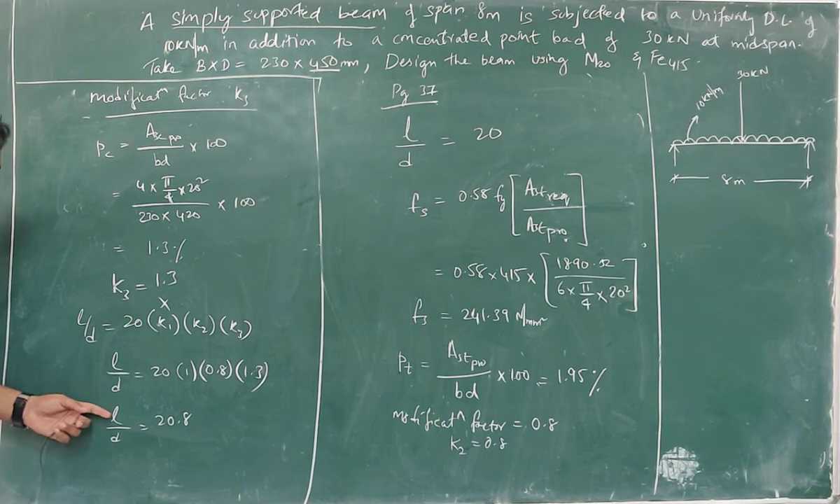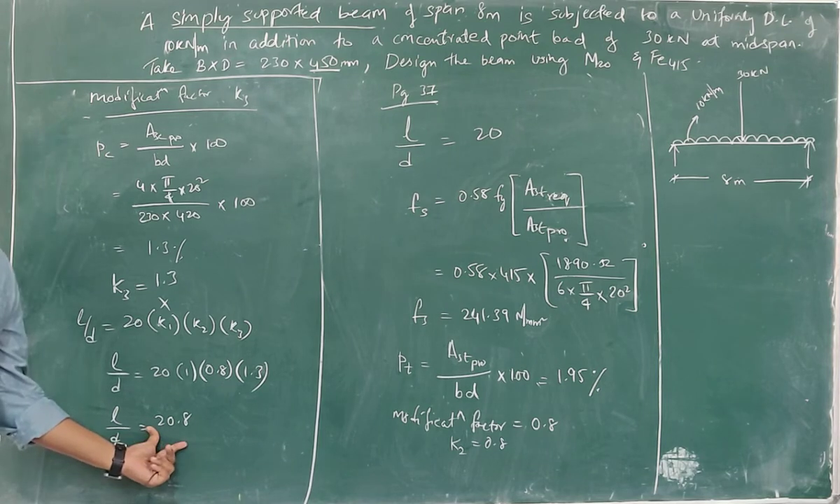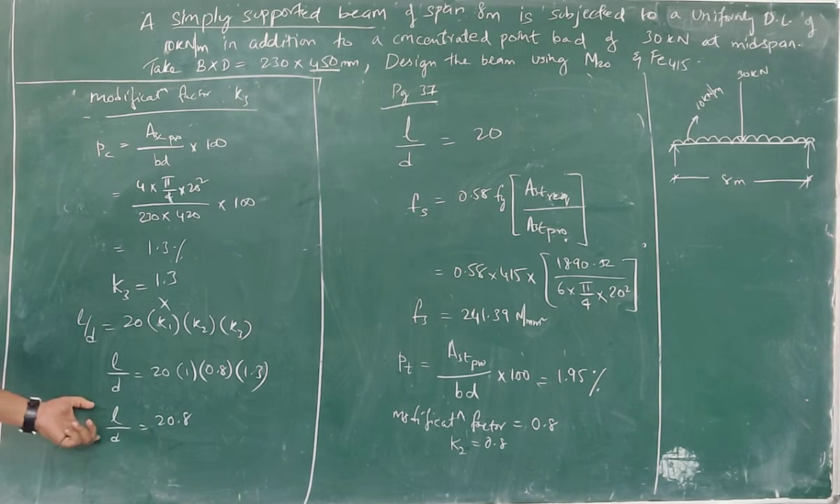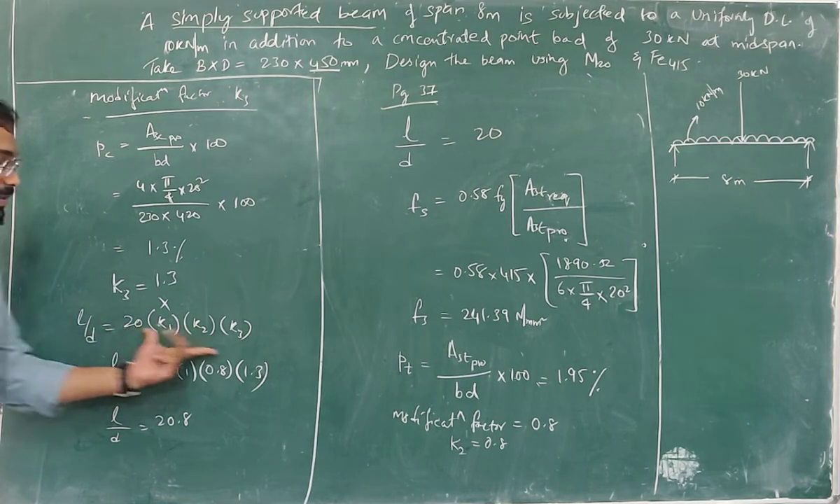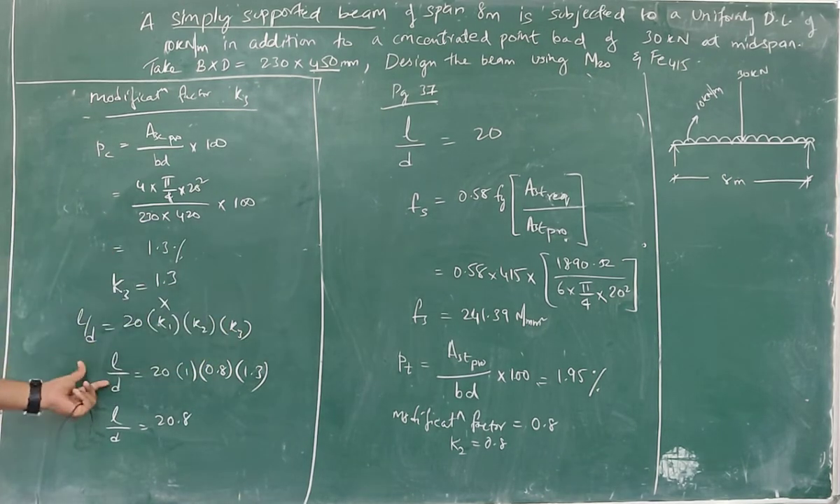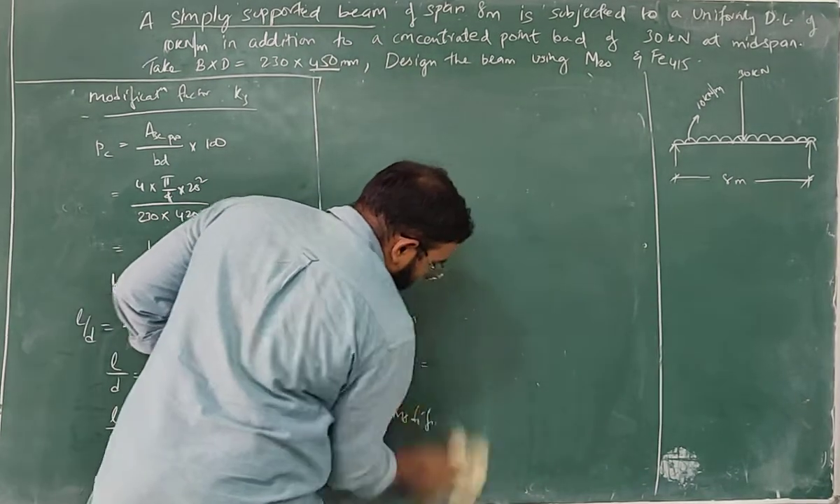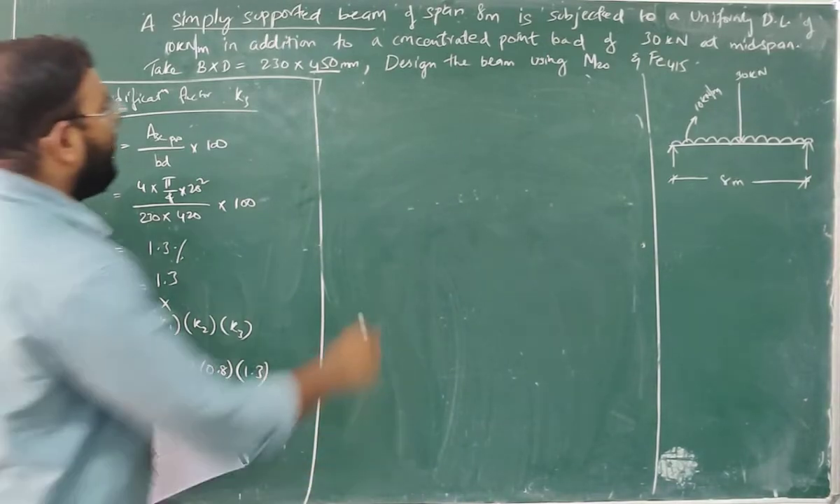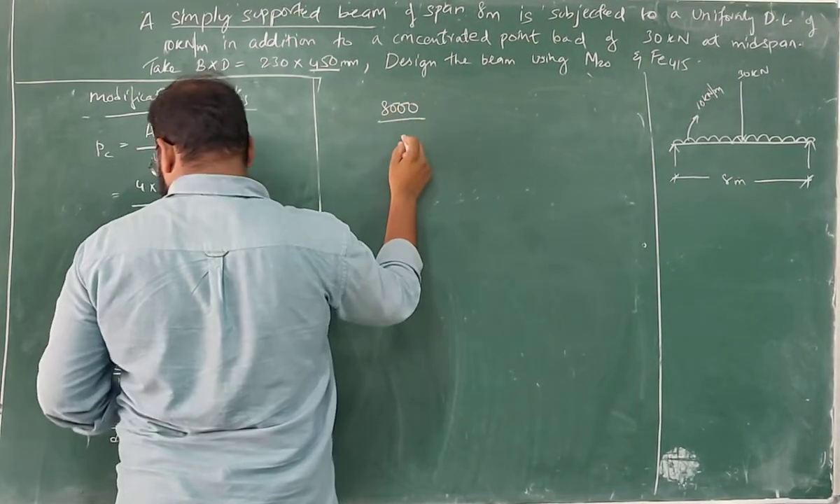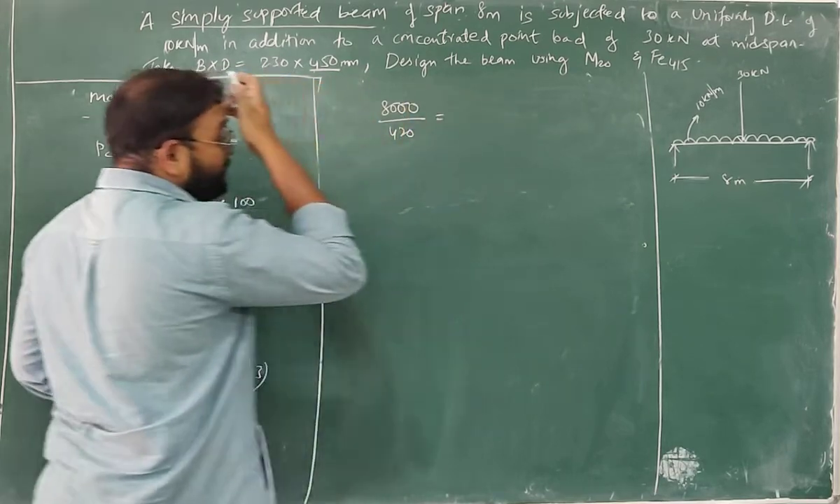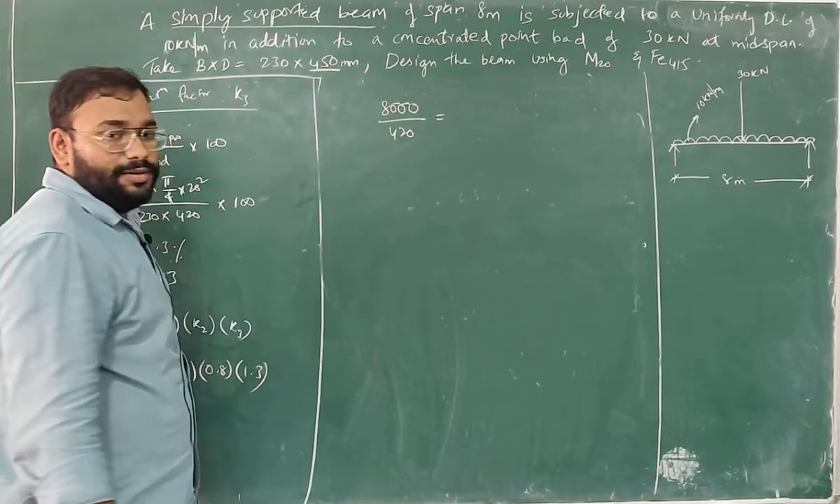Now see here, for a span of 8 meters and effective depth of 420 mm, this should be satisfied. If the left hand side is more, the beam will fail in deflection. Okay, this is the criteria here. What is the criteria? L by D is equal to 20 multiplied by these 3 factors. Calculate the 3 factors, substitute, and find the total L by D. Now L is 8 meters. L is 8000 divided by 420. How much is this? 8000 divided by 420.